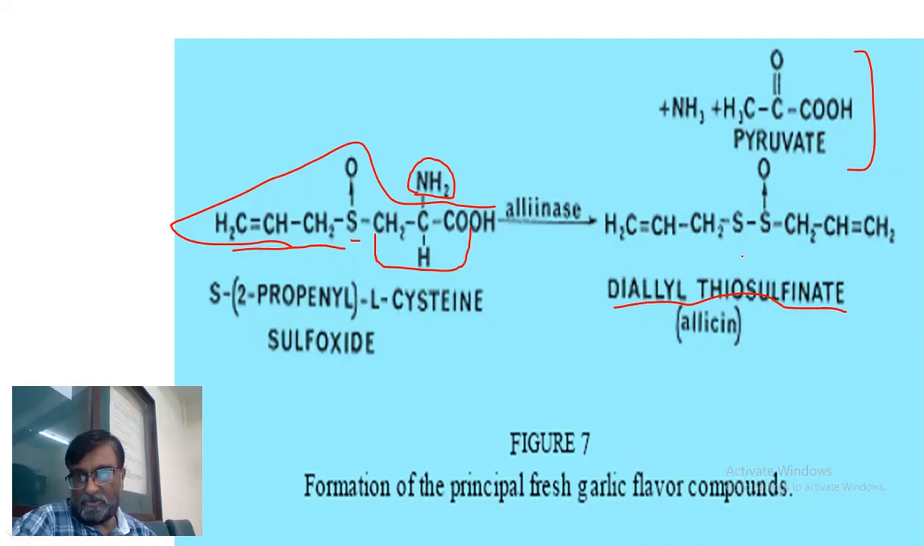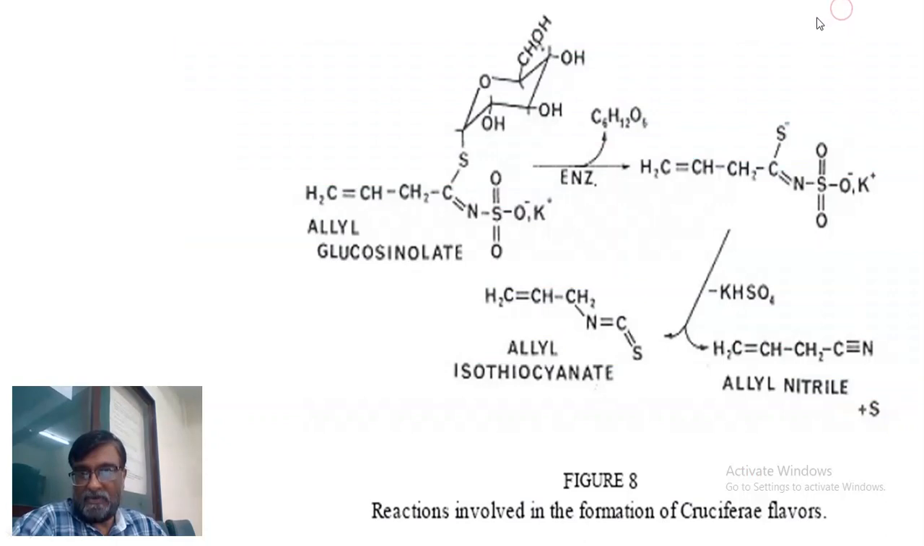And as I told you earlier, that is composed of sulfur-containing substances. Sulfur-containing substances mean presence of the thio group, right? So these are the onion and the garlic flavors.